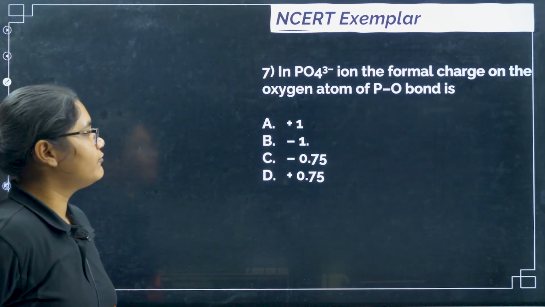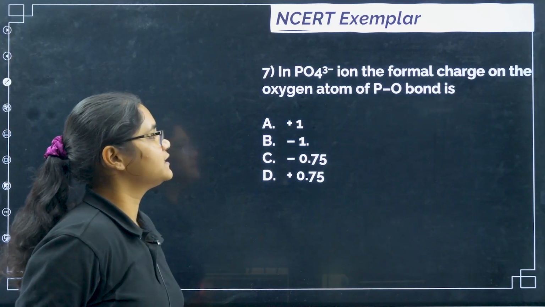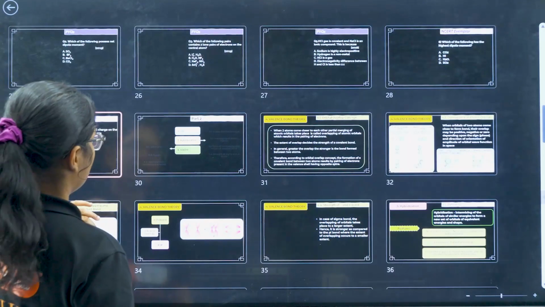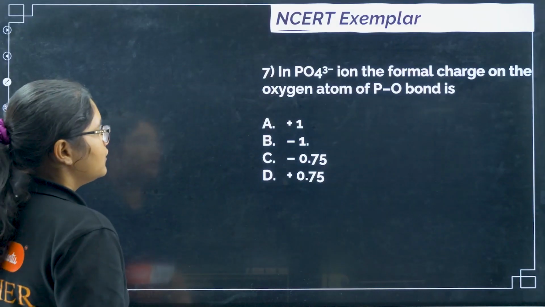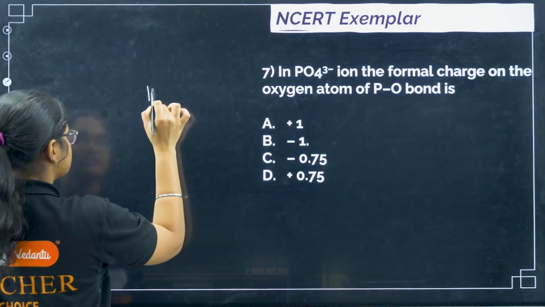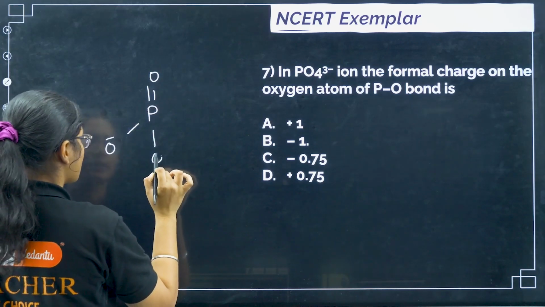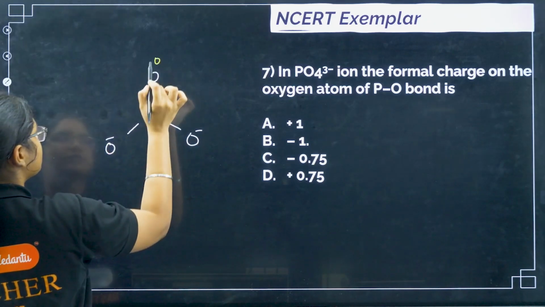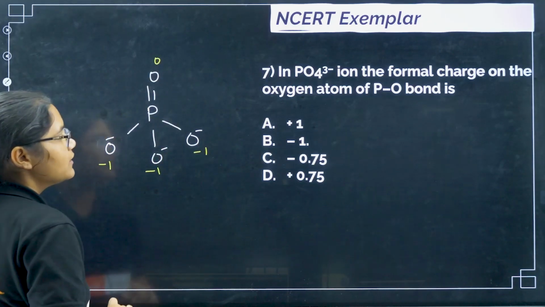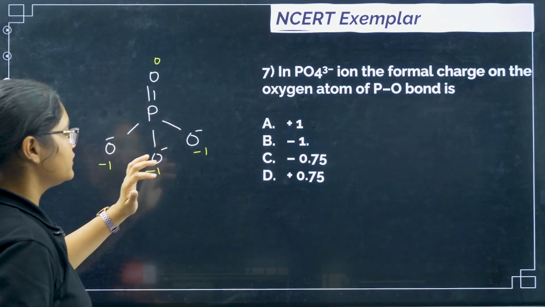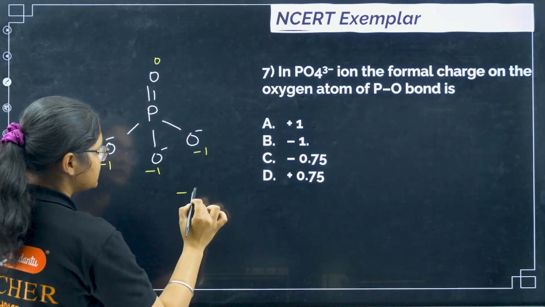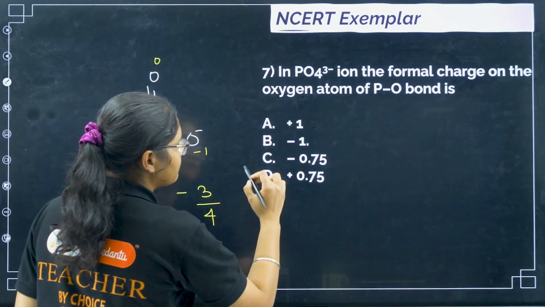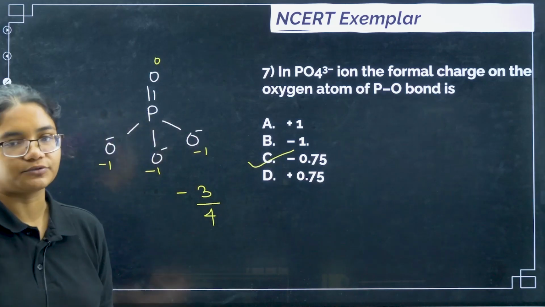Next, in PO4 3-, the formal charge on the oxygen atom of P-O is, okay, so if you see PO4 3-, the structure is like this. You can see by structure the formal charge here is 0, here it is -1, -1, -1. Now because it is asking for the P-O bond, you have to calculate the average value. So the total charge here is -3 and the total number of oxygens is 4, right? So you have to do -3/4 and that will give you -0.75, that is option number C.